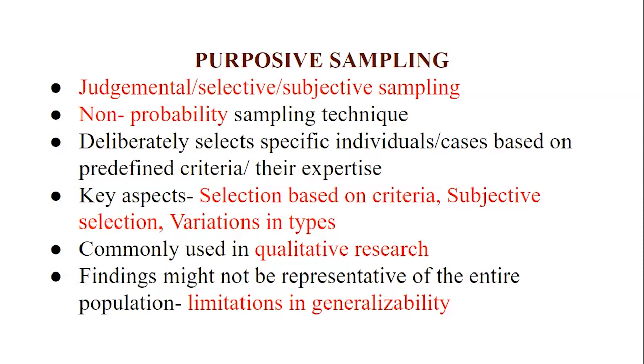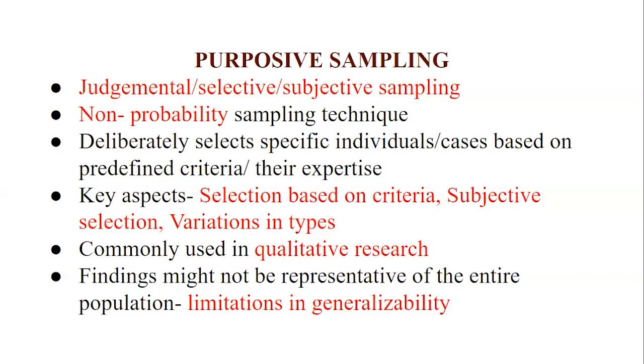And there are various types of purposive sampling, such as maximum variation sampling, in which we select diverse cases to capture a wide range of perspectives. Then there is typical case sampling, in which typical or average cases are selected. Then there is snowball sampling, which utilizes referrals from existing participants. And then there is expert sampling, in which individuals with specific expertise or knowledge are selected.